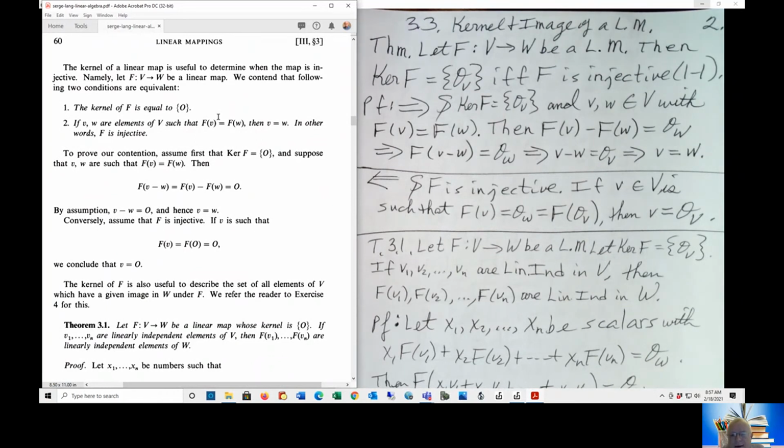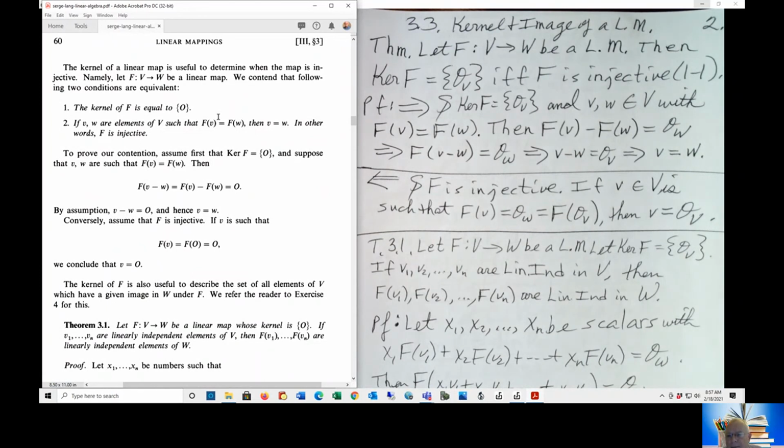Now the proof is very straightforward. Let's look at it. In the forward direction, first suppose the kernel of f consists only of the zero vector in V. And let v and w be vectors in V.